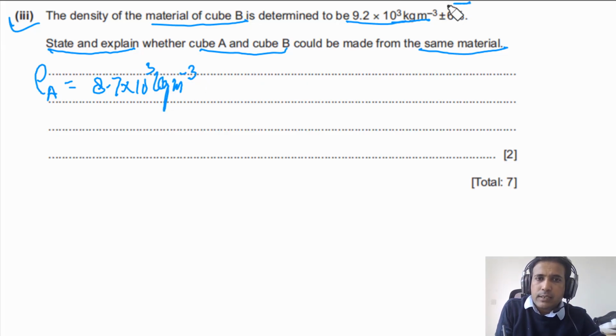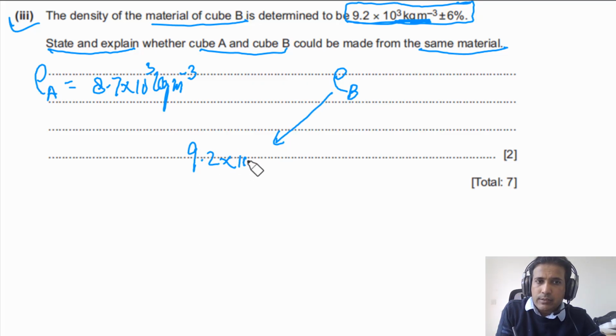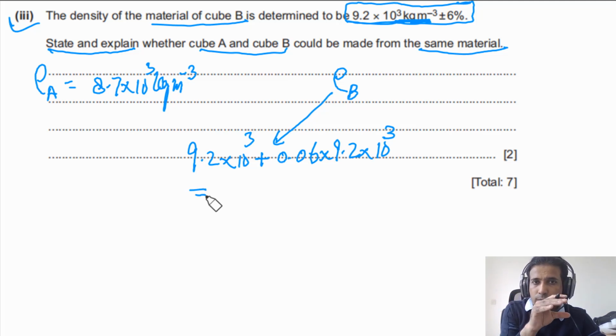And this is the density of B. So we have the density of B, and it has 6%. This is the tolerance, so we can determine the range of values for B. The density of B has a range actually. The maximum possible value can be 9.2 times 10 to the 3 plus 6%, meaning 0.06 of this value. So we multiply 0.06 with 9.2 times 10 to the 3. This is the maximum possible value of the density of cube B. And we can simplify this.